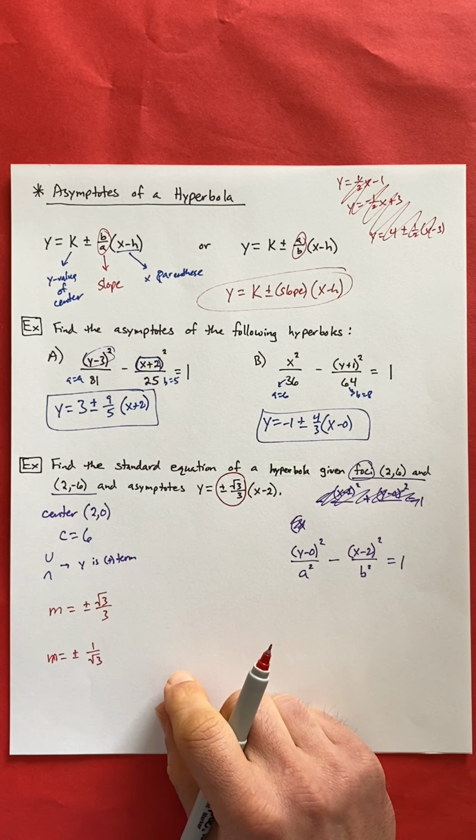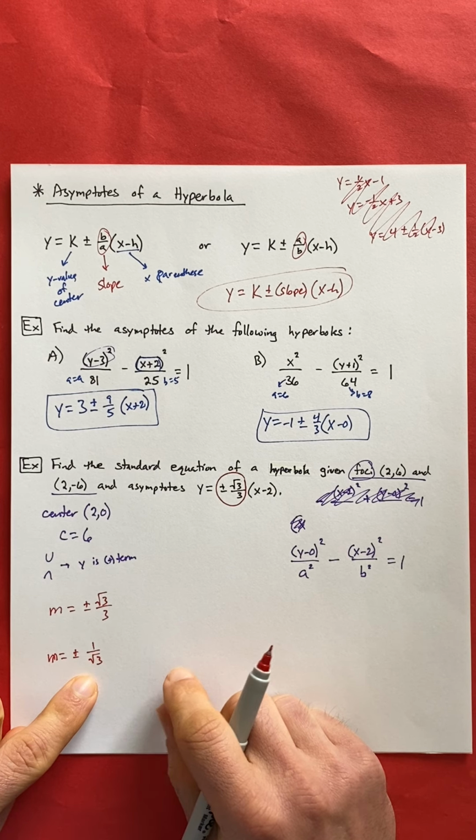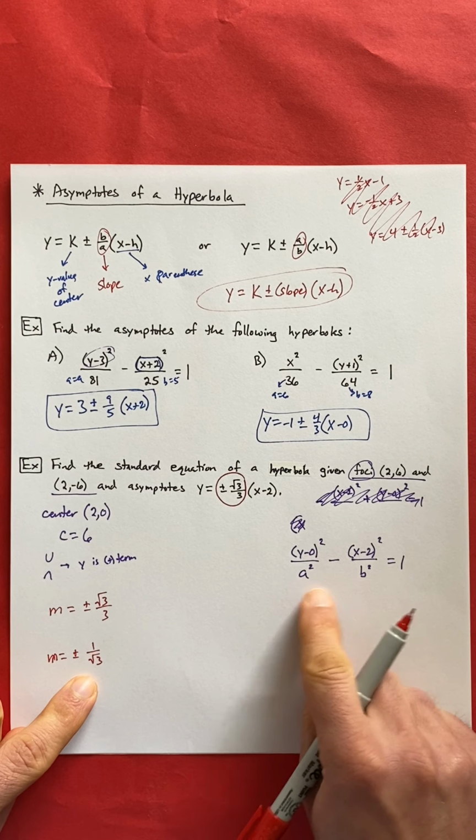All right, here's where it's different. Okay, great. I know that the slope is equal to plus or minus 1 over the square root of 3. The problem is I don't know A or B.